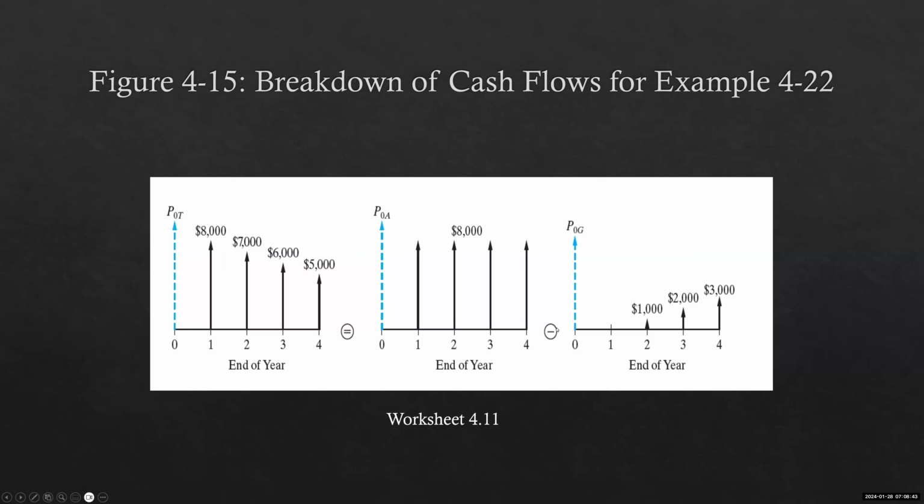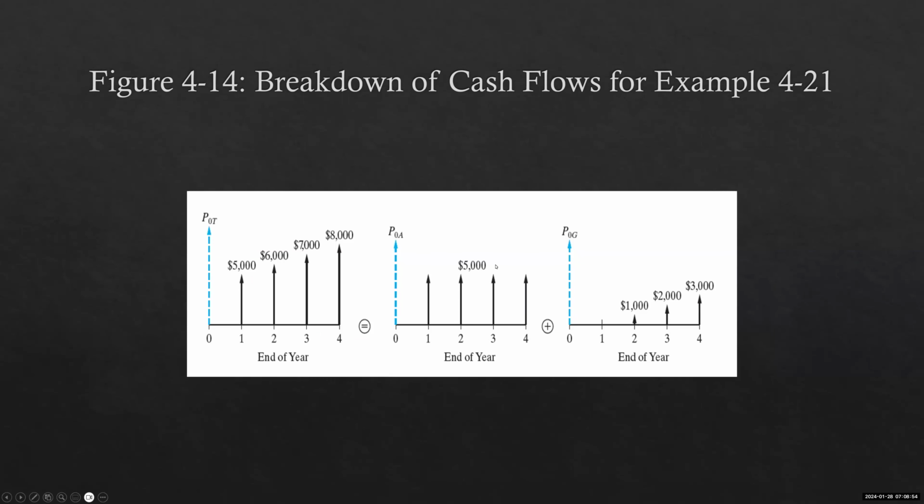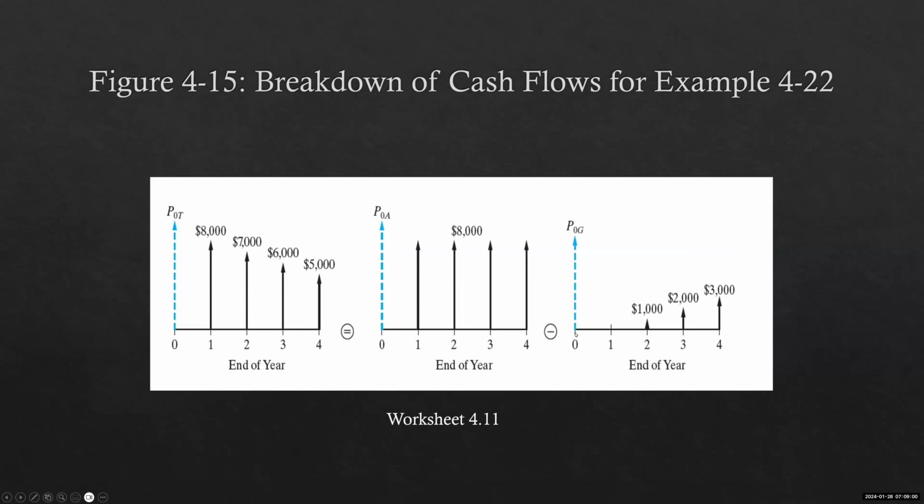How do we solve for this? By subtracting. I don't have to put negatives. I don't have to flip my arrows upside down. I just have to subtract. So in the previous example, I added the gradient to the baseline because it's going up. In this example, I'm subtracting the gradient from the baseline amount because it's going down.